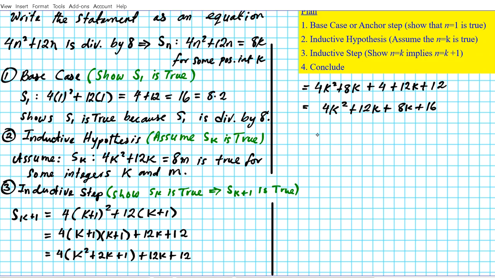So what does that enable us to do? We can now carry out a substitution. Based on our inductive hypothesis, we can replace 4k squared plus 12k with 8m. All right. And then if you notice these two terms here, you can factor out 8 from them. So factor out 8, and then you have 8 times the quantity k plus 2.